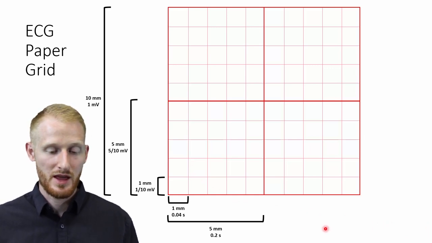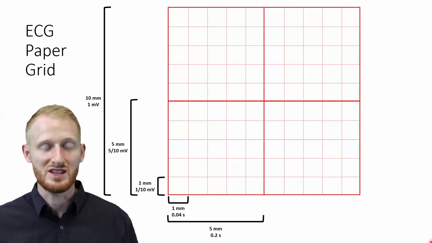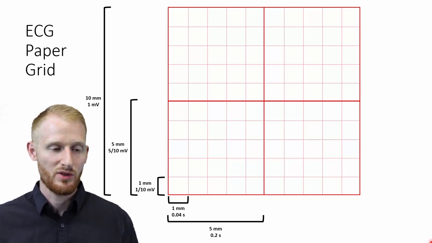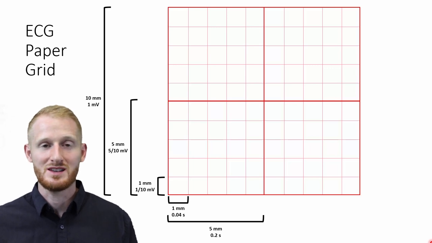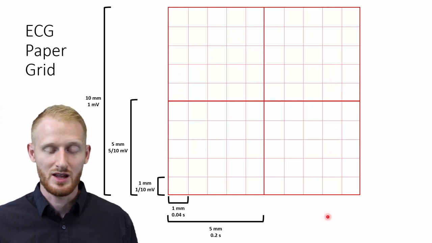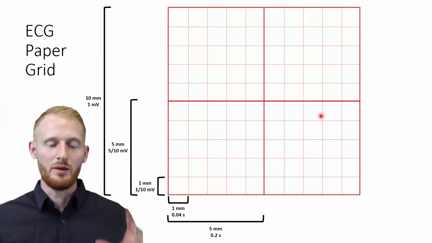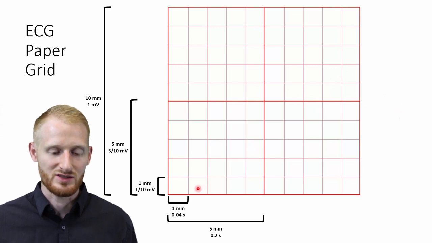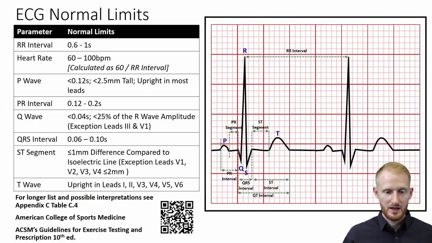There are different paces and different voltages that some machines will use for special circumstances, but the vast majority of the time, if you see an ECG, it's going to have this calibration. And this is obviously very blown up. These would be much smaller blocks, because they're supposed to be 1 millimeter by 1 millimeter. If we put an ECG onto one of these papers, it looks more like this. Again, we have the ECG tracing, and we have these blocks that allow us to measure things like how long a wave happened for.